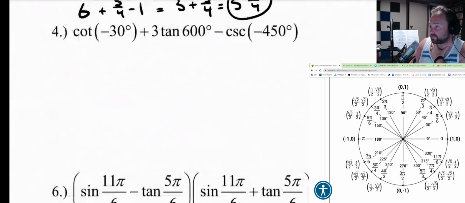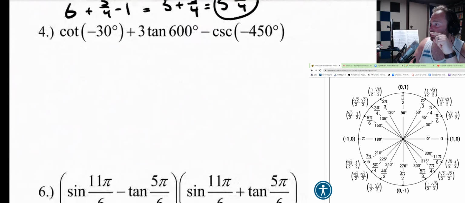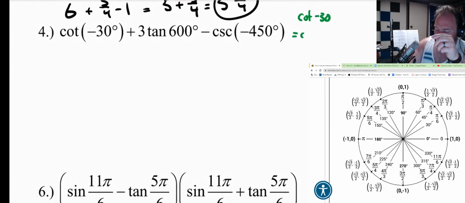Okay, now we got negative angles. So negative angles means you rotate around the angle clockwise instead of counterclockwise. So cotangent of negative 30 is the same as the cotangent of 330. That's kind of the note there. Instead of going counterclockwise around the circle, you go clockwise. So you just go down instead of going up from your terminal angle spot.